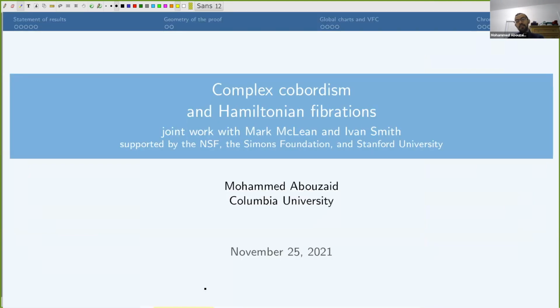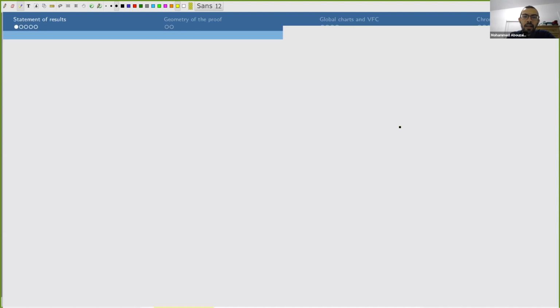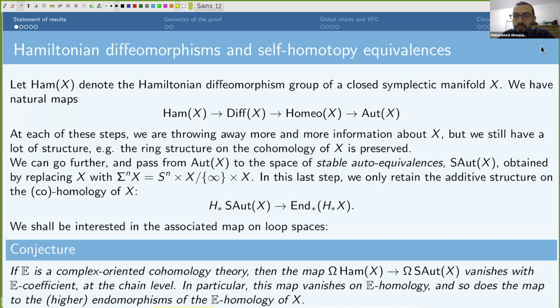So the talk is about joint work with Mark McLean and Ivan Smith. It's about a classical problem that was studied in the 90s using Gromov, using moduli spaces that appear in Gromov-Witten theory. I'll come back to that in a second. But I just want to start with a conjecture, because there's a conjecture that arises because of this work. I don't think I would have guessed it before. So let me tell you the conjecture.